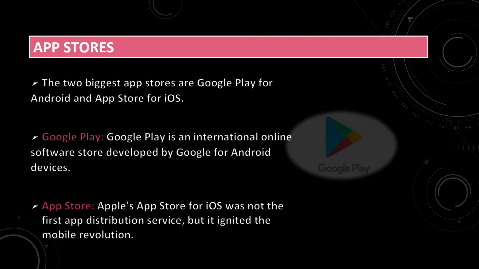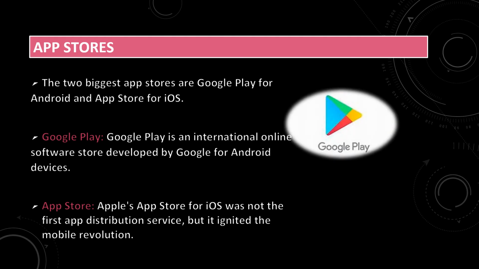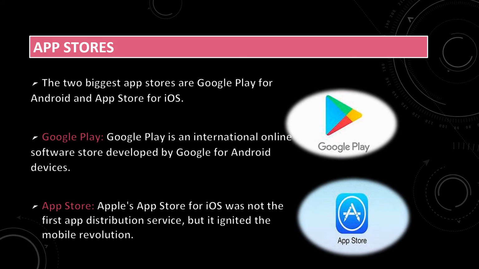Google Play is an international online software store developed by Google for Android devices. That means if you want any application for your Android device, you can get it from Google Play. App Store. Apple's App Store for iOS was not the first app distribution service, but it ignited the mobile revolution. Any apps for iPhone are downloaded from App Store.